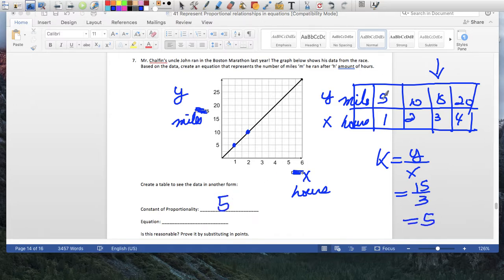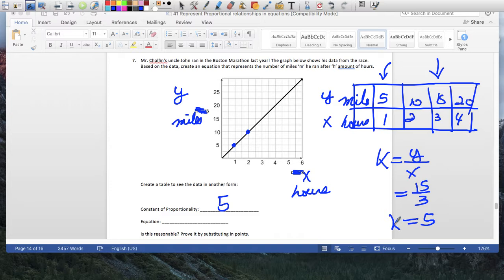And you can clearly tell 5 divided by 1 is 5, 10 divided by 2 is 5, 15 divided by 3 is 5, so forth. So it didn't matter which one you showed, but you didn't have to do any work because it's also given to you right here, or even in the graph. Okay, so what's the equation?